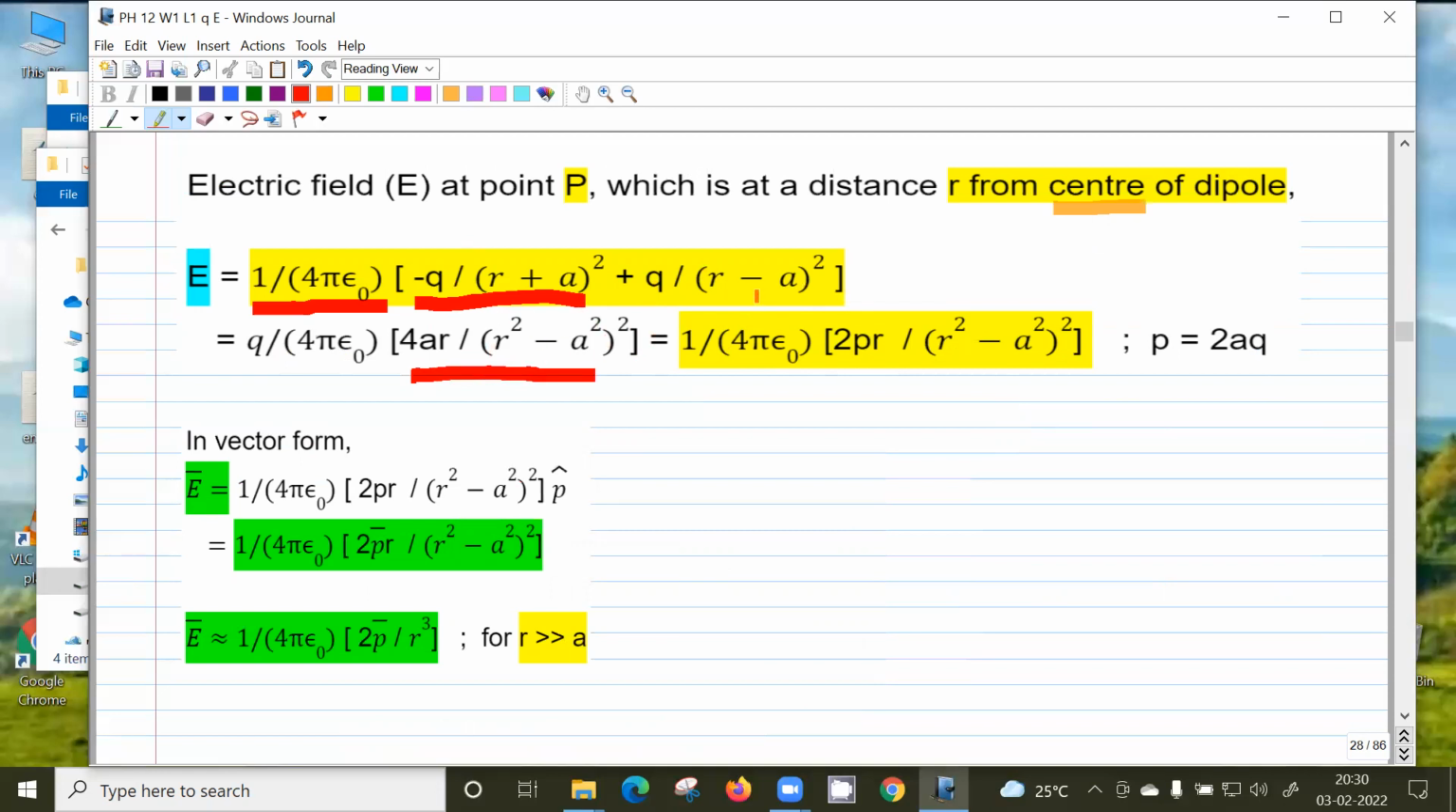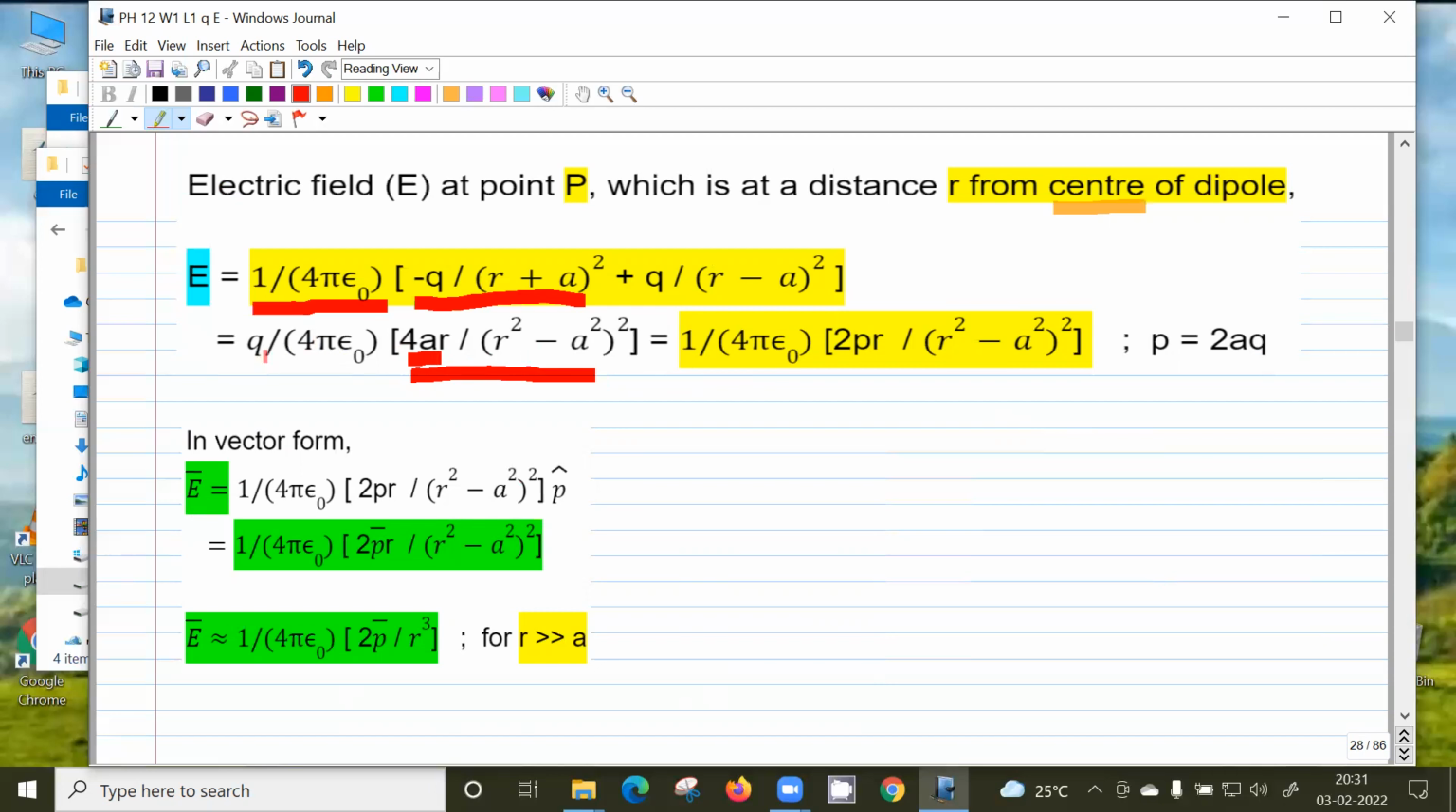(a+b)² and (a−b)²: if you subtract them, the square terms will go away and the cross term will remain. Sorry, here there is a minus sign, right? So the square terms will go away, the cross term will be there. The cross term is 2 into a into r, and it will be twice of that. So it will become 4ar, and the denominator is (a+b) into (a−b) whole square, that is (r+a)(r−a), that is (r²−a²) the whole square. So this is clear.